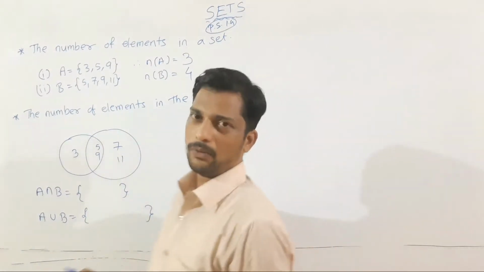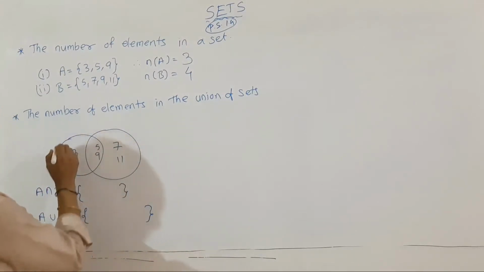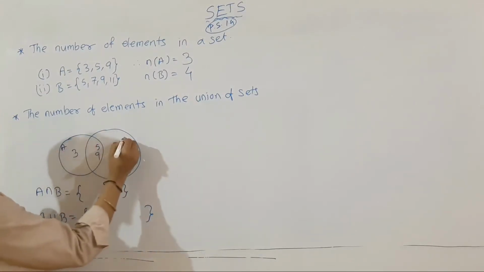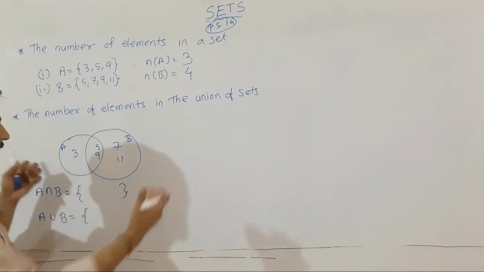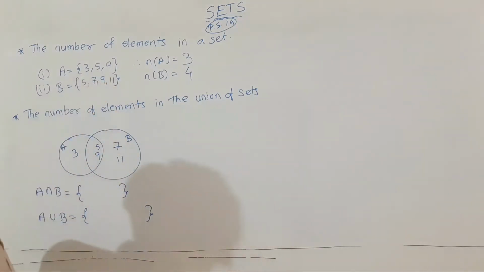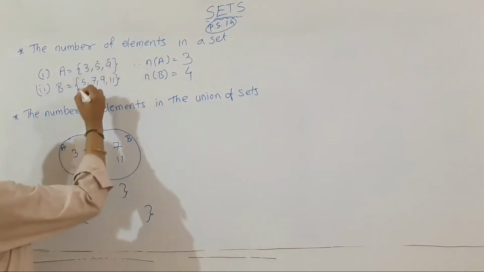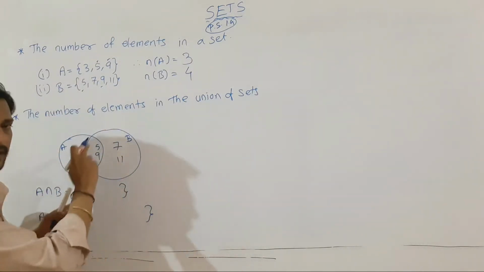Now for that I have taken the help of a Venn diagram. See here, I have taken two circles. This one is set A. This one is set B. Right? Now see, why have I overlapped these two circles? Because there are common elements. And which are they? 5 and 9. 5 and 9 are common in both of the sets. So I have written like this.